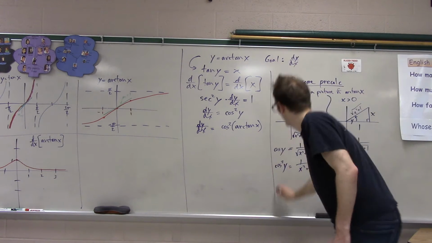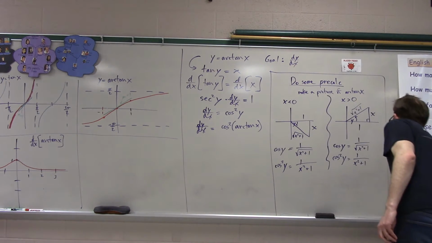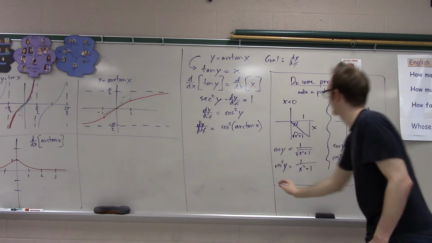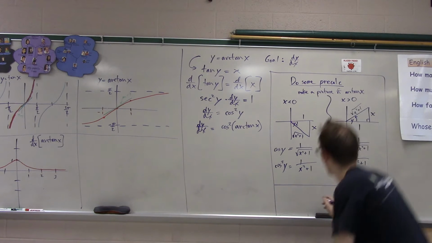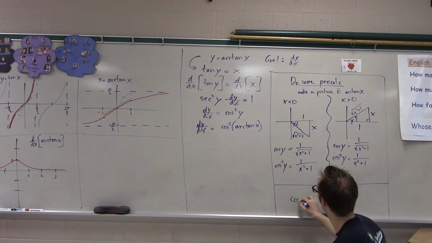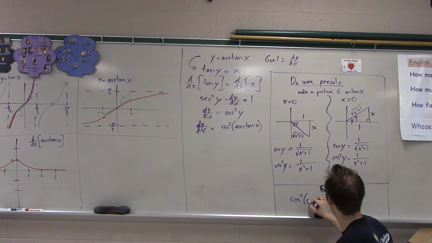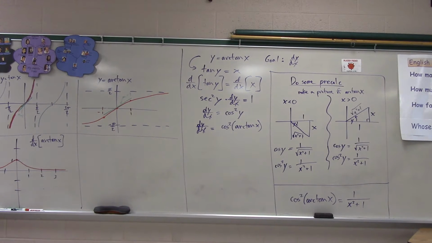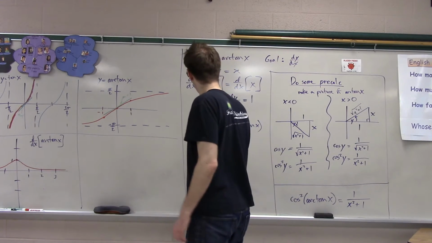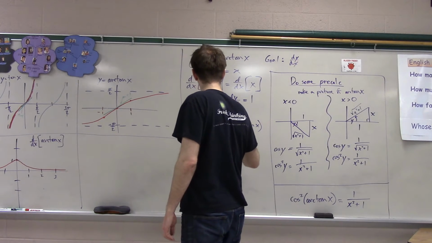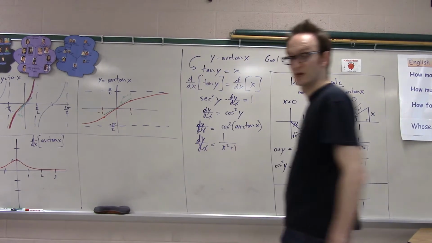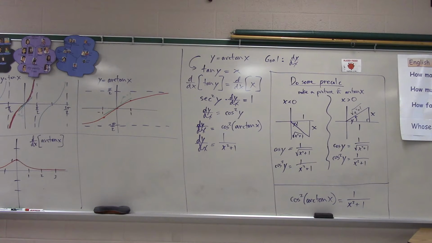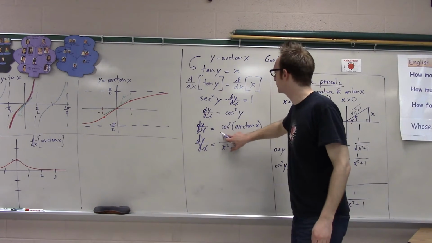All right, so all of this giant thing here in this box was really for us to conclude that cosine squared arctan x is 1 over x squared plus 1 in both cases. Whoa! So dy dx is 1 over x squared plus 1. Damn, this is kind of amazing. This should just blow your mind.